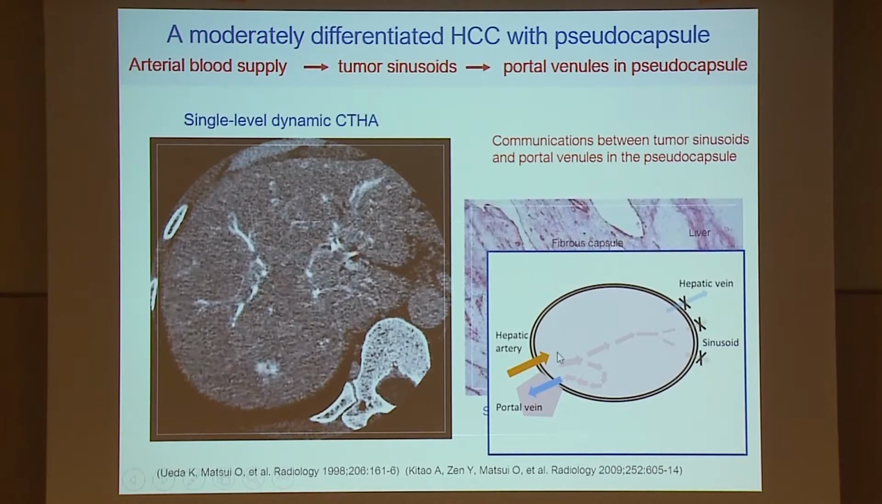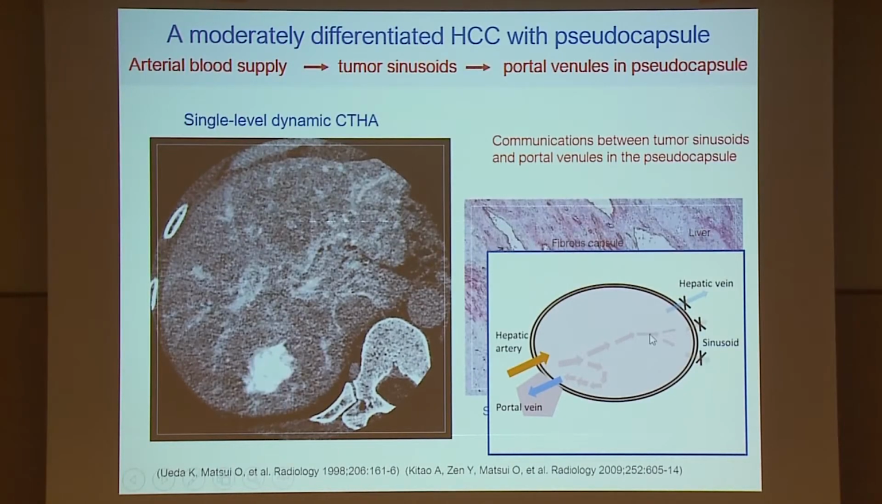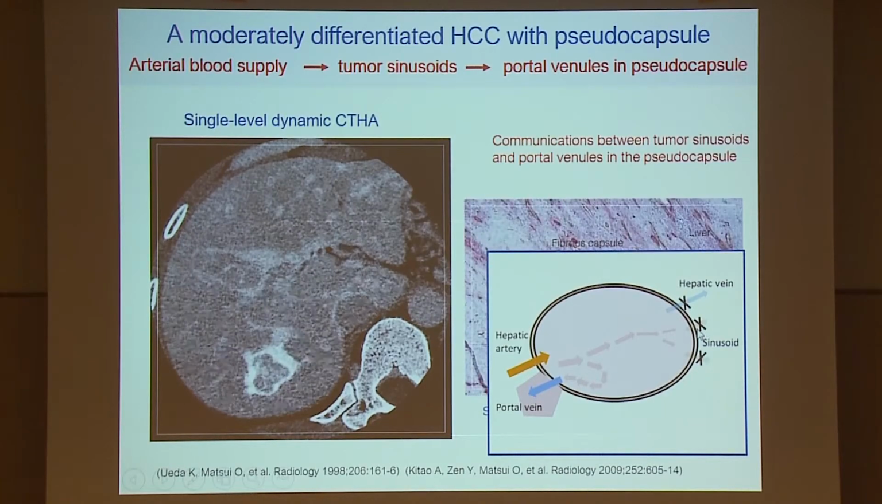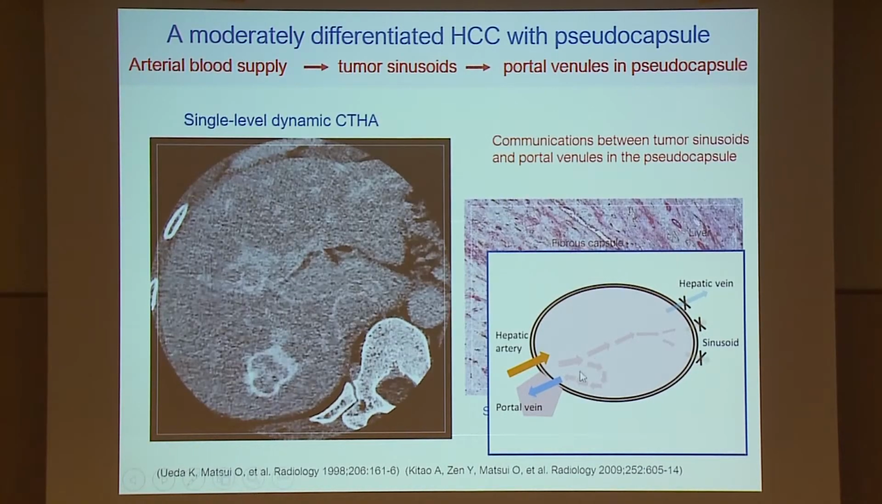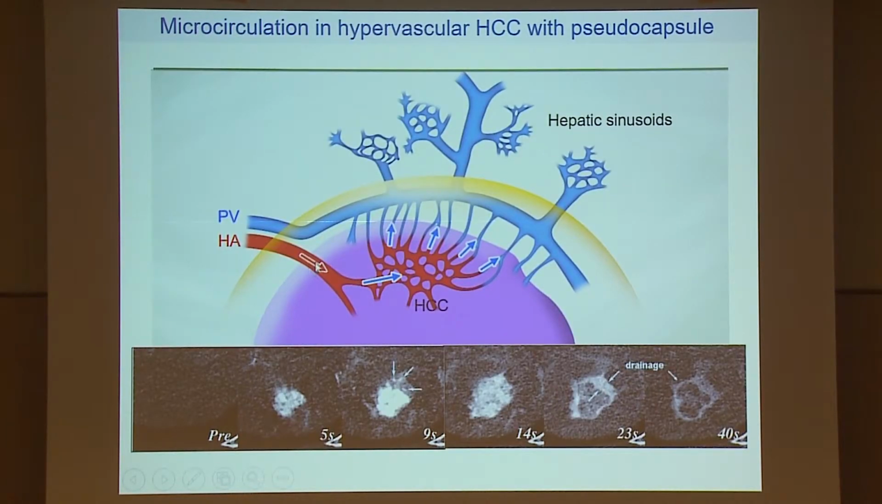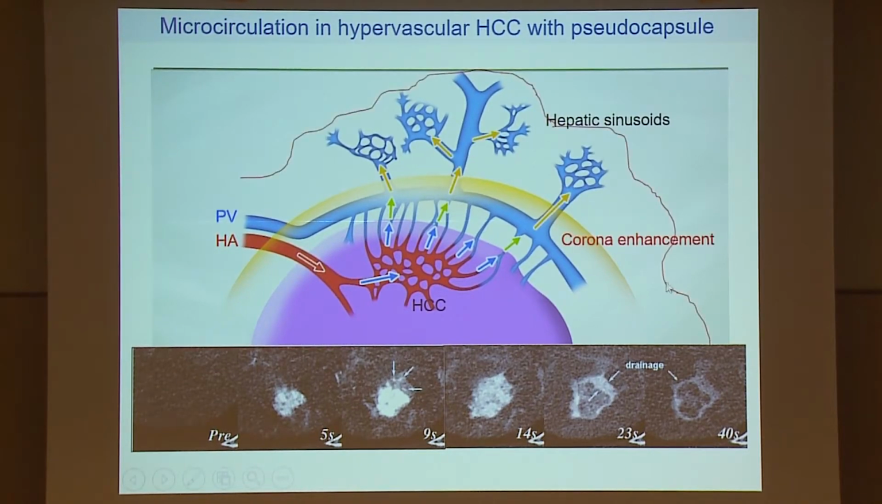So the hepatic artery supplies through tumor sinusoid, and then because hepatic vein and sinusoid communication is blocked, the flow reverses to the portal vein. This is a schematic presentation: arterial supply, tumor sinusoid, pseudocapsule, tumor venule, portal venule in capsule, and then spread to the surrounding liver, resulting in corona enhancement.